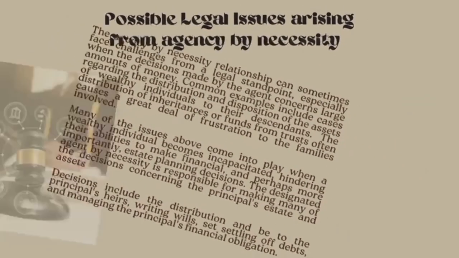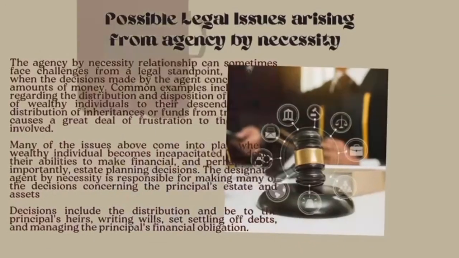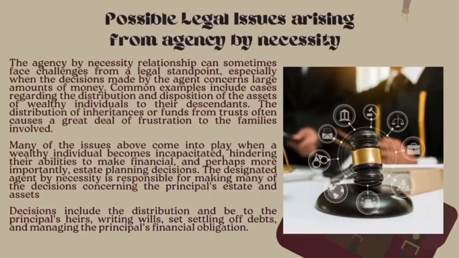Possible legal issues arising from agency by necessity. The agency by necessity relationship can sometimes face challenges from a legal standpoint, especially when the decision made by the agent concerns a large amount of money. Common examples include cases regarding the distribution and disposition of the assets of wealthy individuals to their descendants. The distribution of the inheritance or funds from the trust often causes a great deal of frustration to the families involved. Many of the issues above come into play when a wealthy individual becomes incapacitated, hindering their ability to make financial and, perhaps more importantly, estate planning decisions.